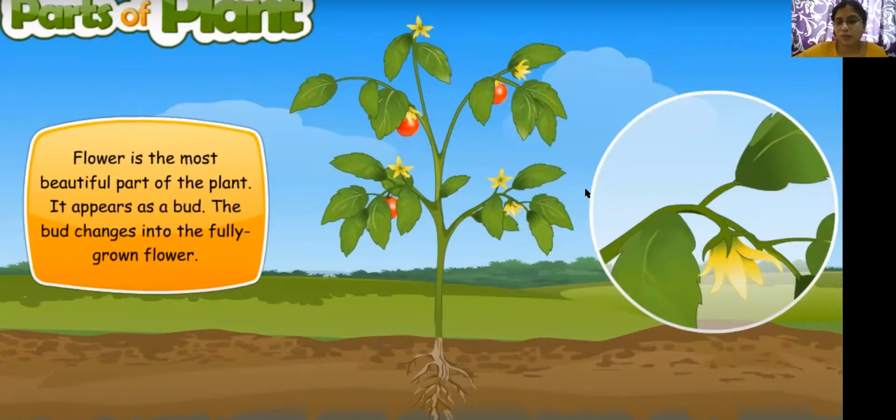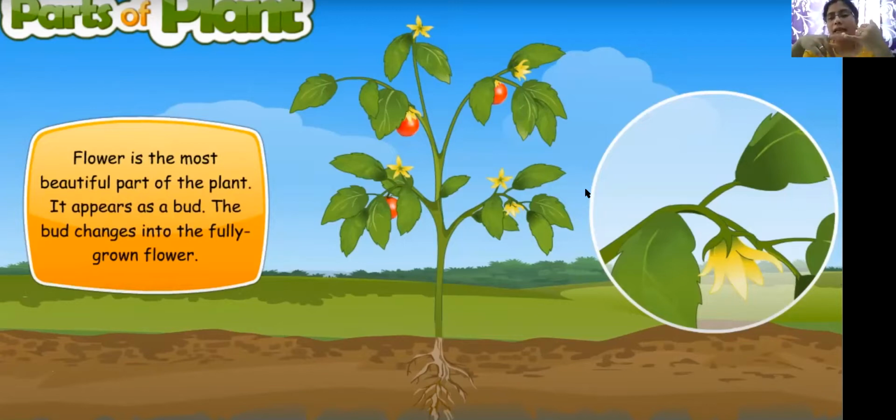So flowers are the most beautiful part of the plant. It appears as a bud first. When the petals of the flower are not completely open, when it is in a closed texture, all the leaves of the flower, we call them petals. So when the petals of the flowers are closed together, they are called a bud. When the flower has not yet blossomed, it is yet to open up, the closed structure is called a bud. The bud changes into a fully grown flower.